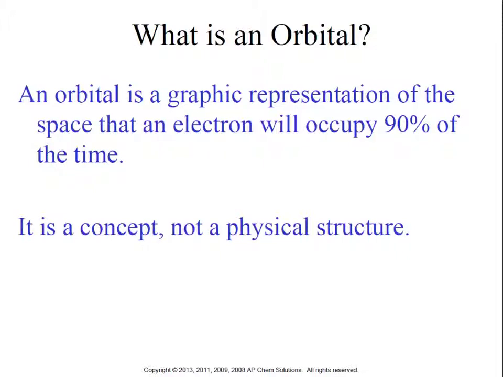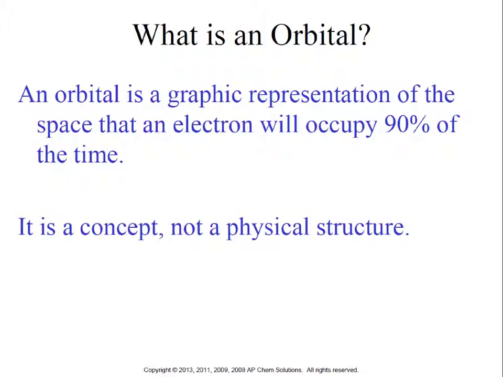All right, here's something really important. The orbital is not a physical structure. So when we talk about the s, the p, the d, the f orbitals, they are not actual things, okay? It's just a region where electrons occupy 90% of the time. So it's the most probable location for an electron at any given point in time.